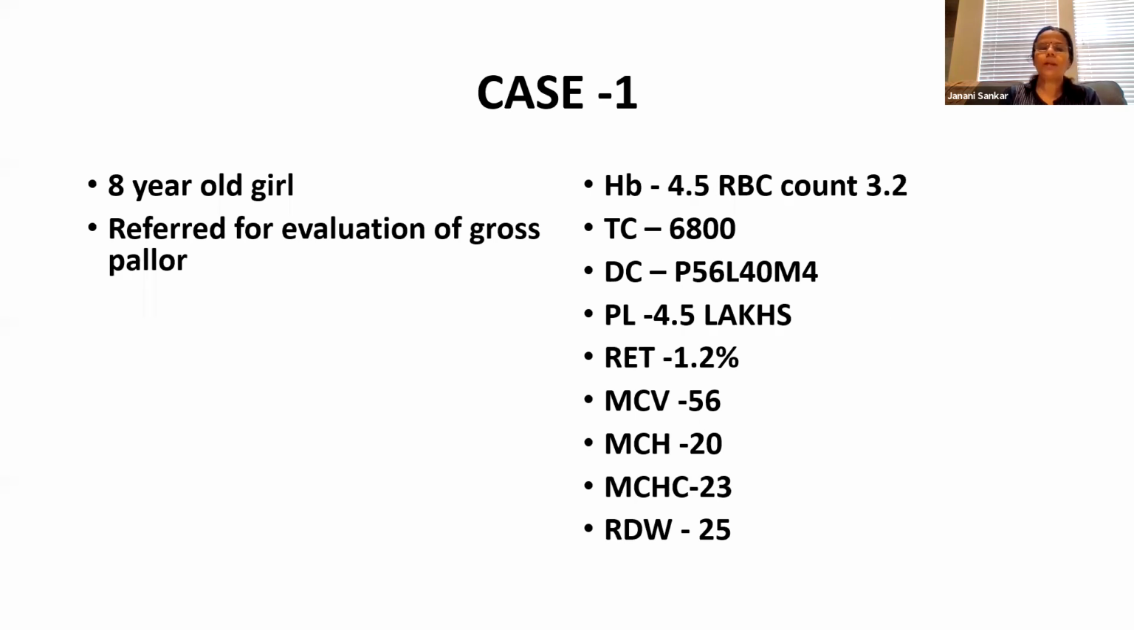This is during the COVID pandemic, sometime in the month of November, December, before I came to USA. So if you look at the counter reports, this girl's hemoglobin is just 4.5, and the total count and the differential count look normal. Platelets also look okay. Retic count is only 1.2%. MCV is low, MCH, MCHC are low, and RDW is on the higher side.